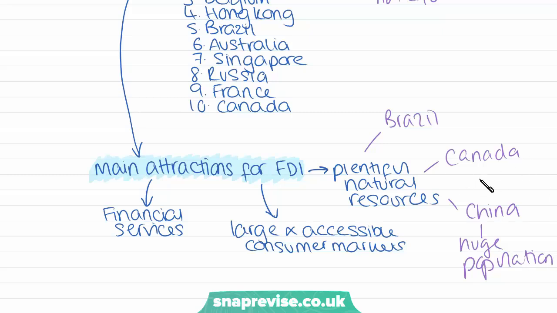So it's not only physical things like land or oil or water or wood, for example. Populations are also a commodity because of the workforces, for example. So this is also a big attraction for foreign direct investments. They also need to have large and accessible consumer markets and also good financial services as well.